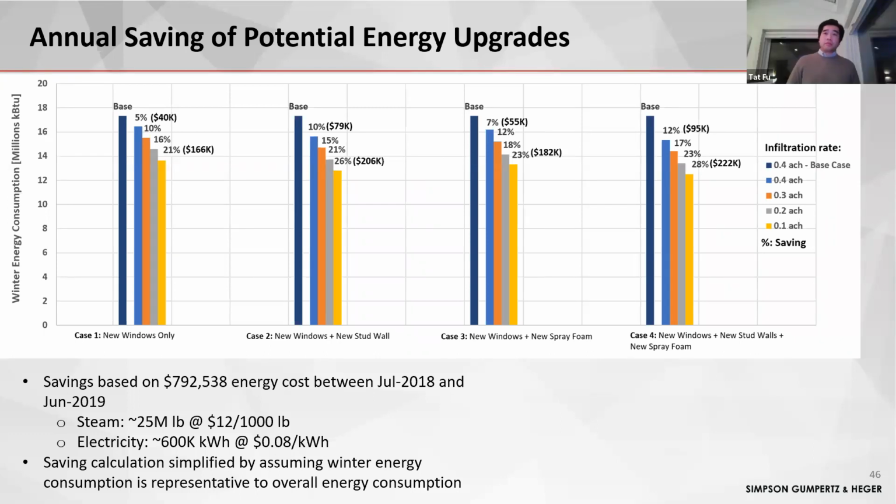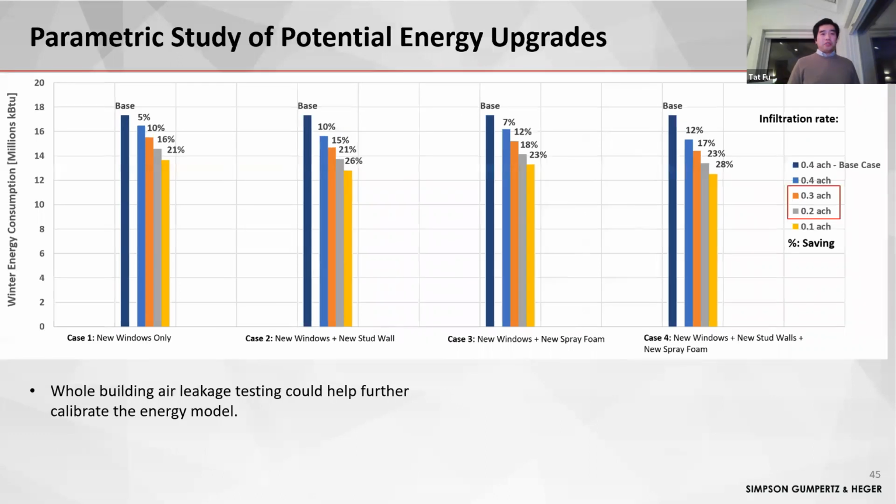I would just say these numbers would be tighter too if we had whole building air leakage information, which we don't have right now. So if you go up to slide 45, we have a huge caveat at the bottom of the figure saying that if we could do a whole building air leakage test, it would actually calibrate the model even better. But we don't have that option yet.